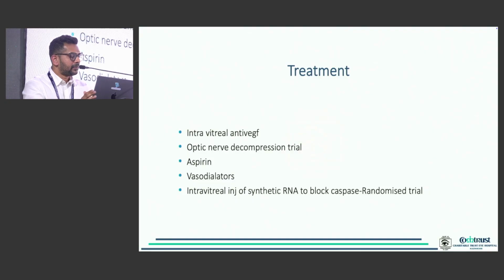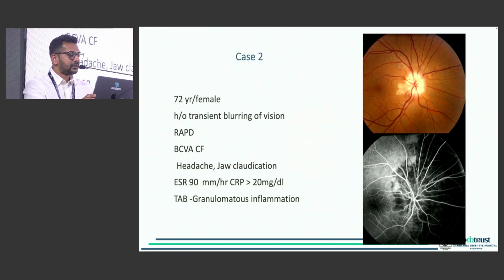have provided consistent results. Coming to the next case, this is a 72-year-old female with a history of transient blurring of vision, RAPD, and best corrected vision of counting fingers. She gives a history of headache and jaw claudication. The disc shows pale disc edema with ciliary artery occlusion, and FFA shows a large area of choroidal filling defect suggestive of short posterior ciliary artery occlusion. Workup showed markedly raised ESR and CRP, and temporal artery biopsy showed features of granulomatous inflammation, and arteritic AION was diagnosed in this patient.